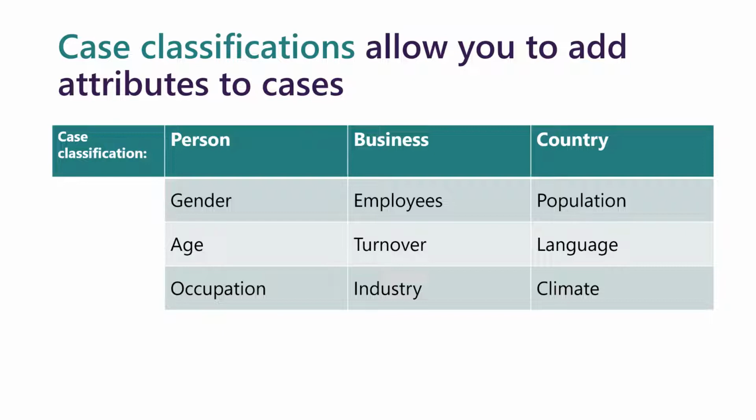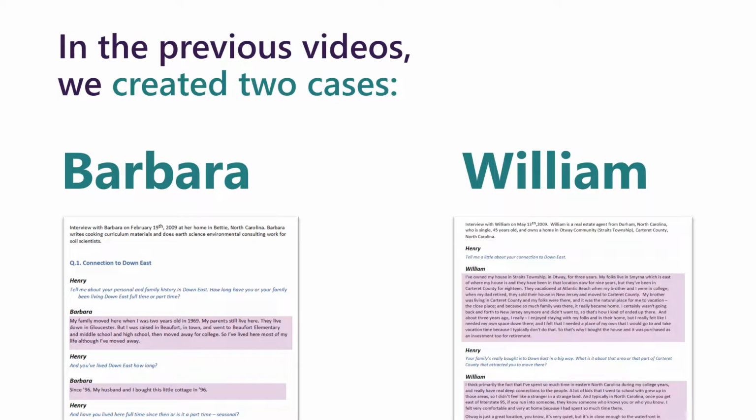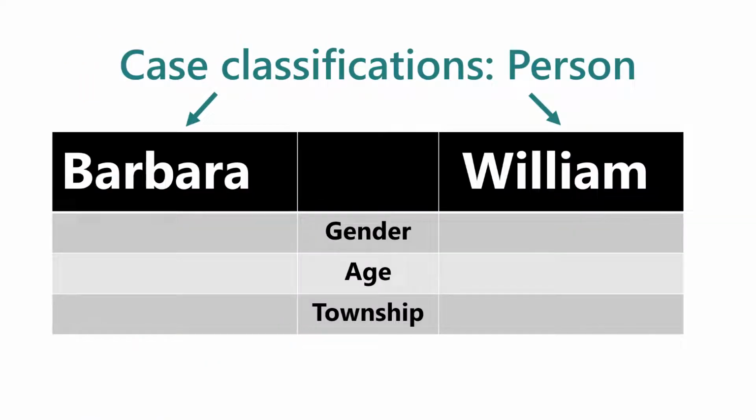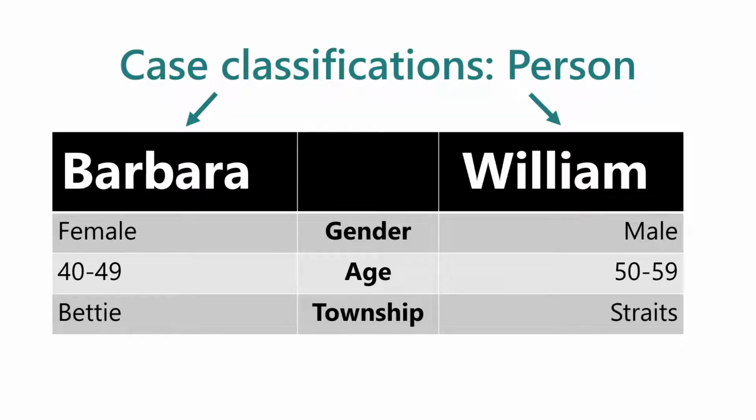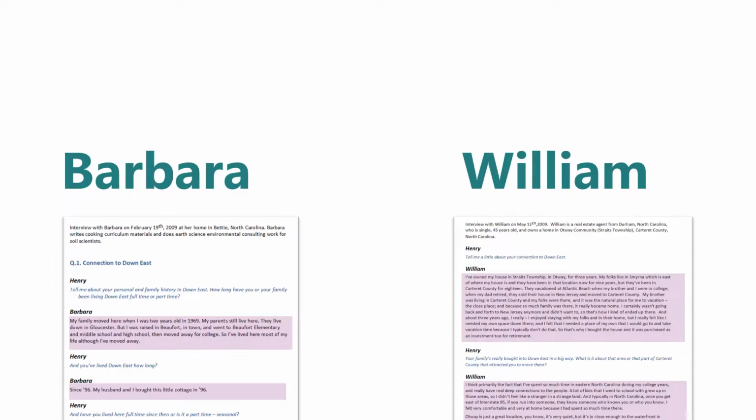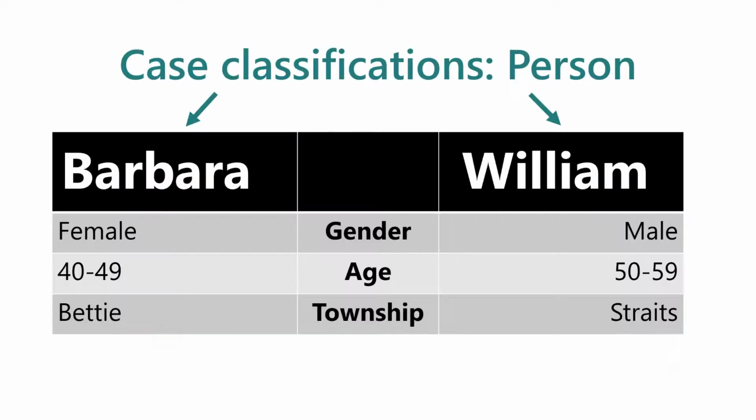Let's look at a practical example. In the previous 2 videos we've created 2 cases. We manually created Barbara and we automatically created William. We can now apply attributes to those 2 cases. First of all, we'll create the case classification person using the one we created in the previous video. We'll add the attribute options for gender, age and township, and then we'll be able to add the values for Barbara and William respectively. This also means that any data coded to Barbara, the case, or William, the case, will also have these attributes associated with it.